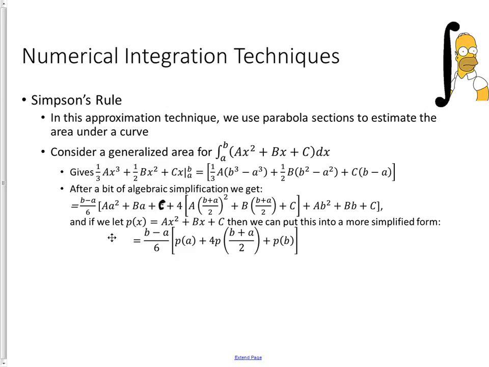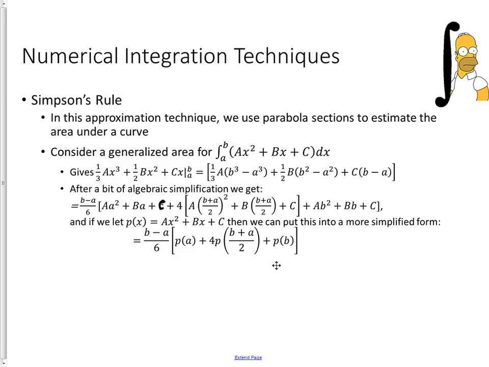Now, if we let p of x represent our polynomial, essentially what we're saying is that, all right, let's take our polynomial ax squared plus bx plus c. We will get a perfectly serviceable area underneath that parabola every single time if we use the formula b minus a over 6 times the parabola evaluated at a, plus 4 times the parabola evaluated at (b plus a) over 2, right, the midpoint of that parabola, plus p of b, which is the other endpoint.